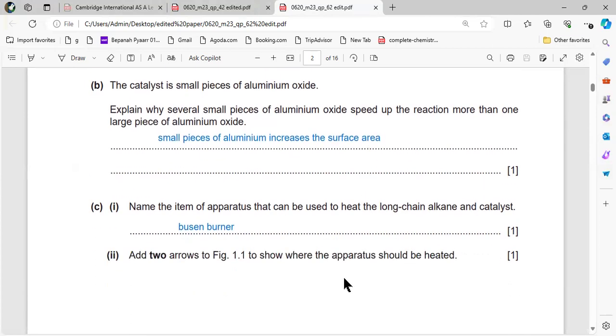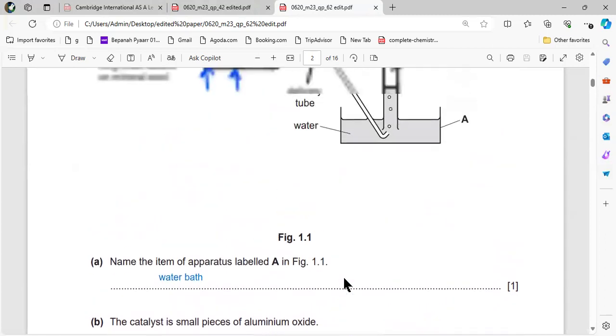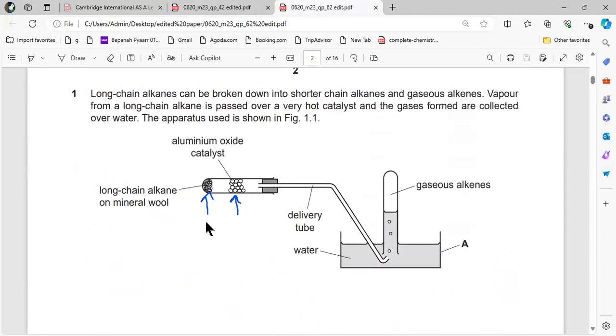Name the item of apparatus that can be used to heat the long chain alkane and catalyst. So what we use for heating is normally a Bunsen burner. Add two arrows to show where the apparatus should be heated. So in the apparatus here we'll heat this alkane and the catalyst. Okay, so two arrows we have to show.